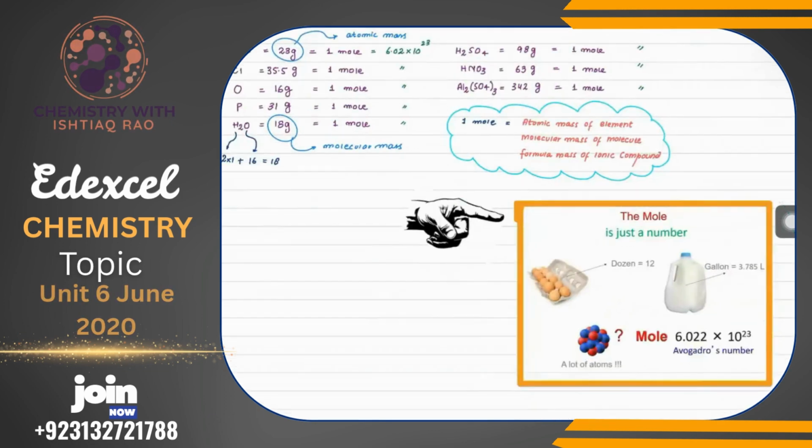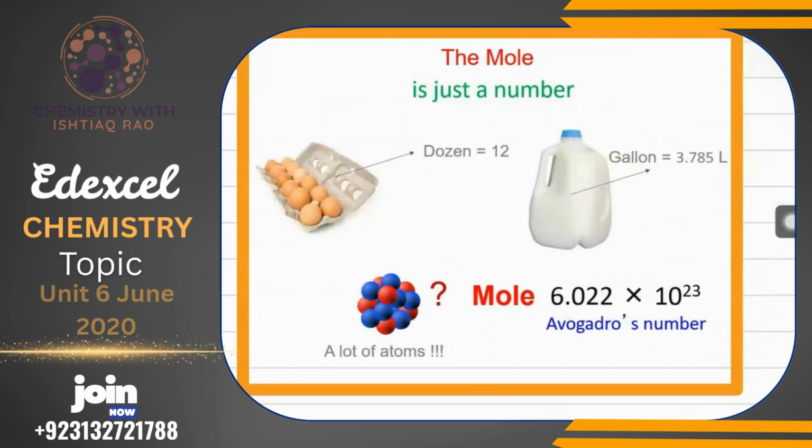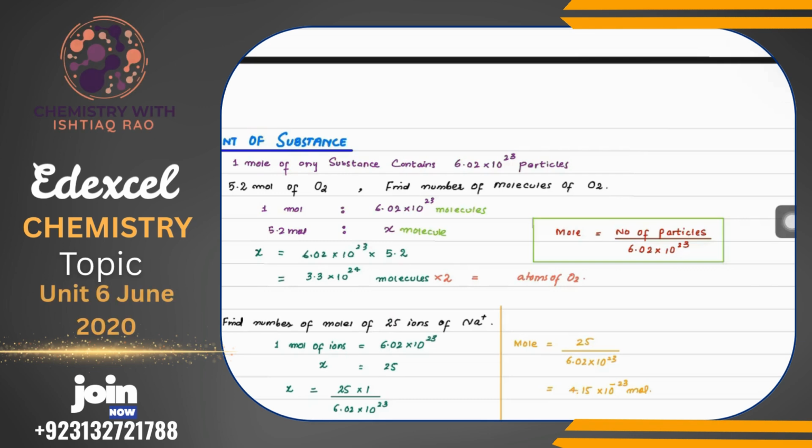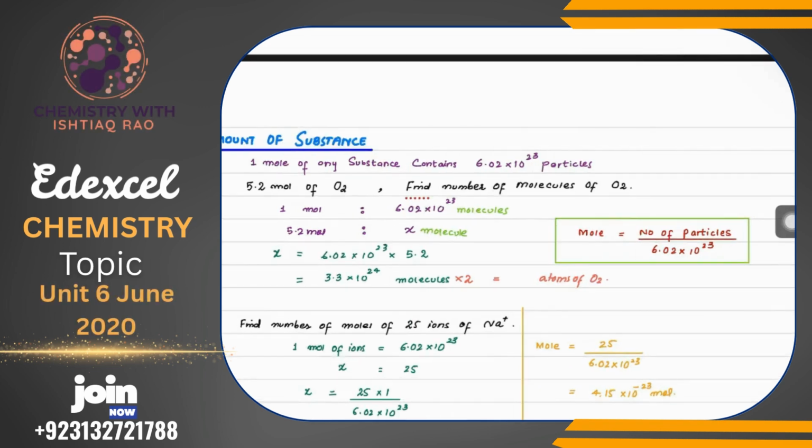So, like I told you, the same thing. Mole is nothing. It's basically the number of particles, just like a dozen. Then we have to do some practice related to the calculations of moles. As I told you, 1 mole of any substance contains this many particles, that is 6.02 multiplied by 10 raised to the power 23. So 1 mole of a substance contains this many particles.